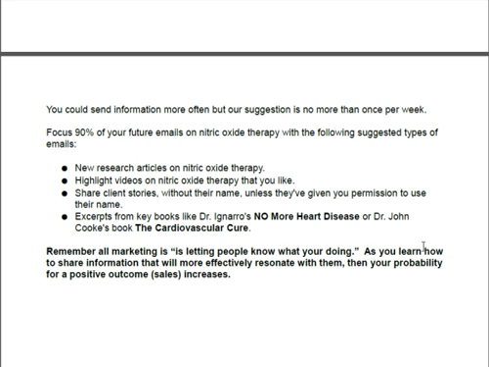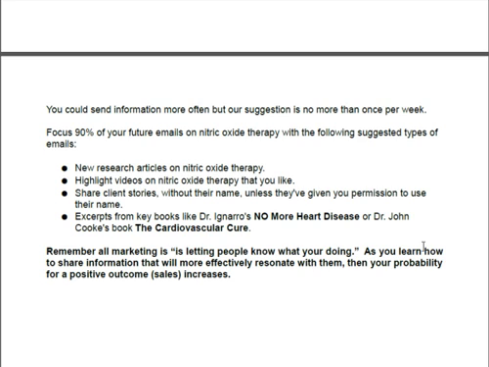Again, understand and remember, all marketing is letting people know what you're doing. And as you learn how to share information that will more effectively resonate with them, then your probability of a positive outcome, which in this case would be sales, will increase. Now, that's the information for a simple phone script. You can see that there's more to it than just calling a person on a phone. So understand that if you really want to be successful, set yourself up for success.